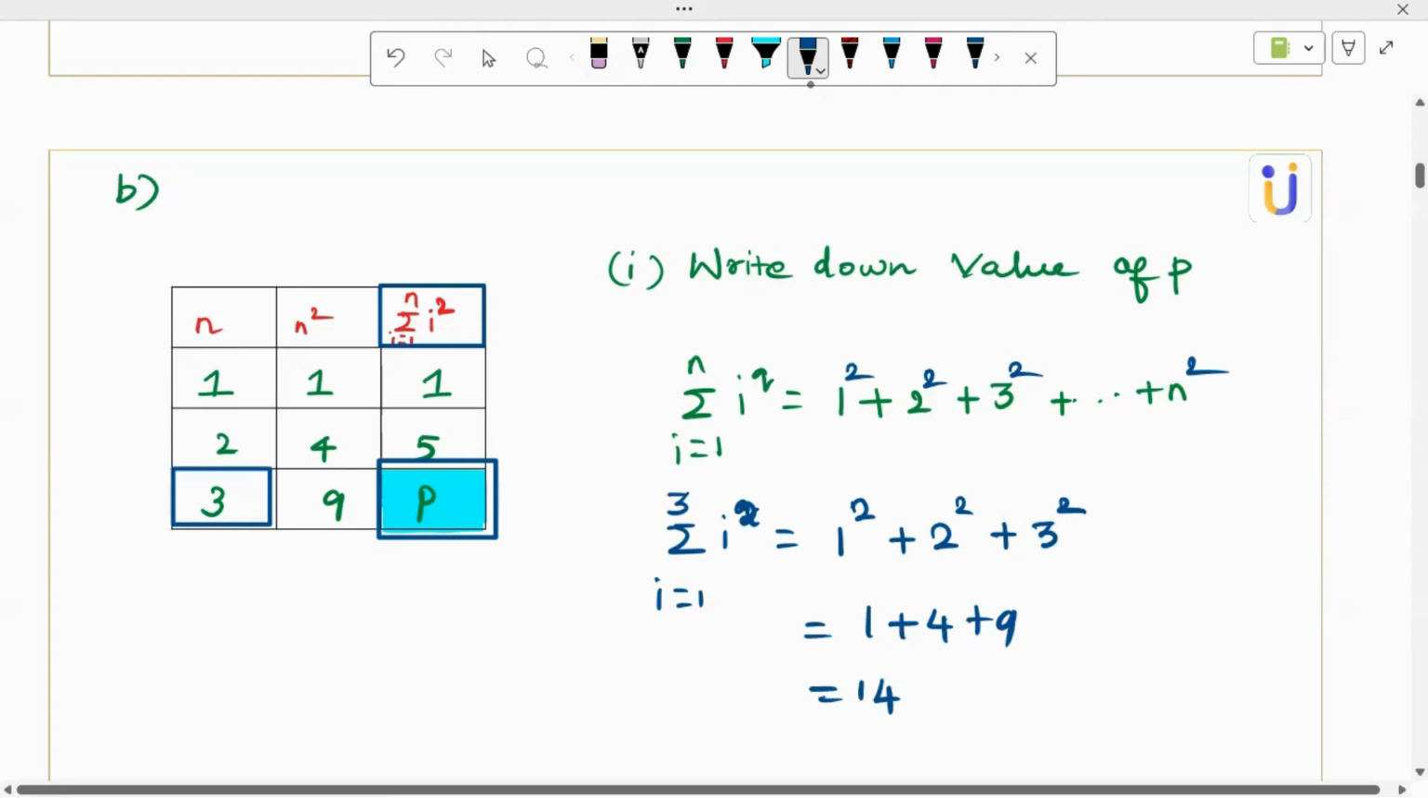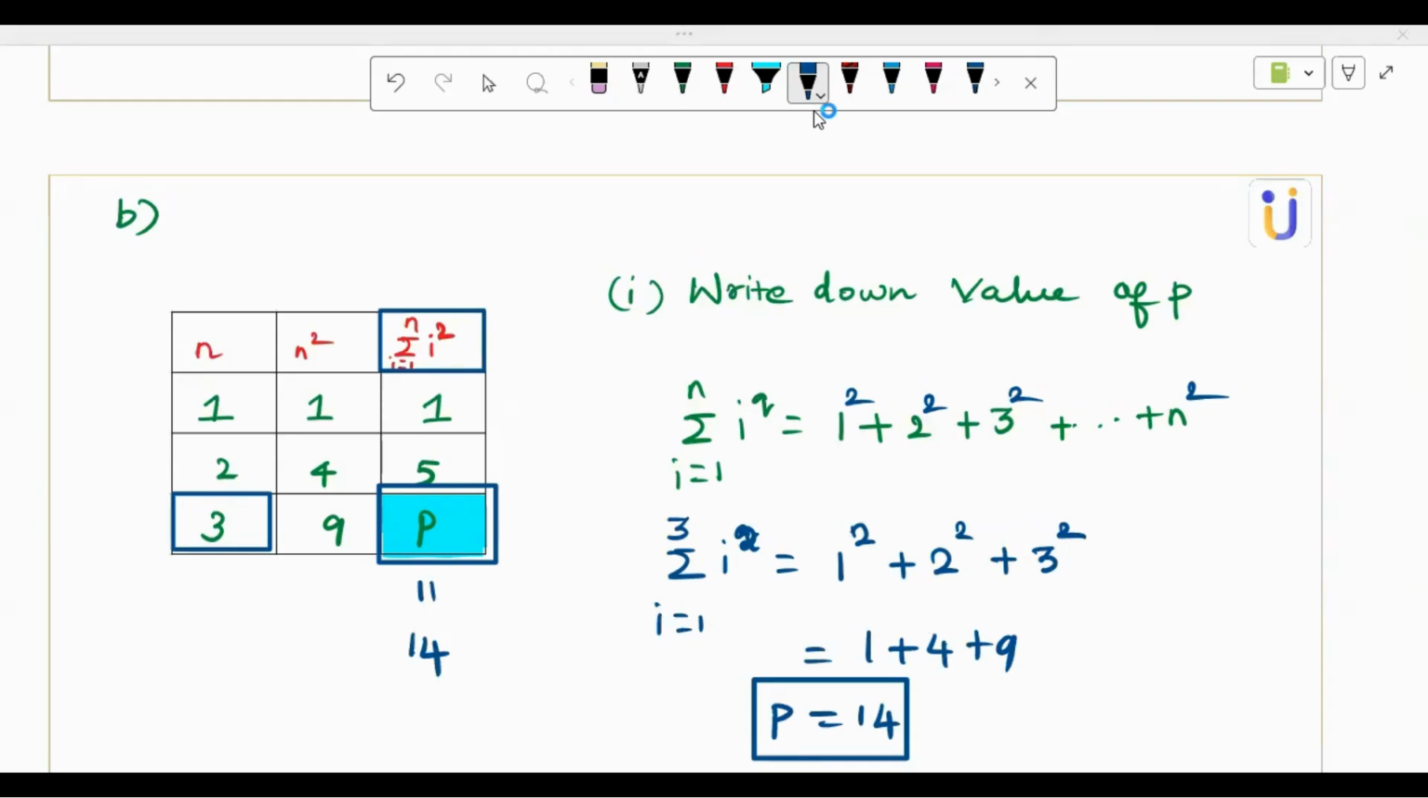This is nothing but my p value. So p is 14. Right? Very simple. And this will fetch us around 1 mark. Right? So next part.